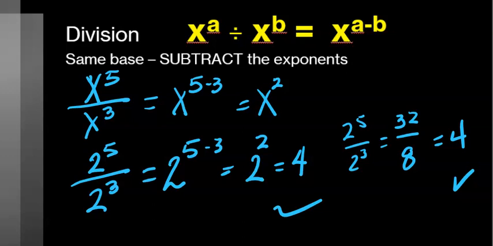So those are the basic rules for multiplying and dividing bases with different exponents. If you have the same base and you're multiplying, then you're adding the exponents. Again, if you have the same base and you're dividing, then you're subtracting the exponents. So that's your foundation, and we'll build from there.